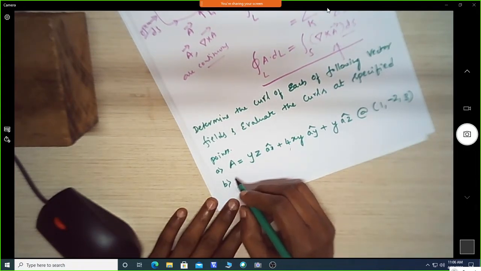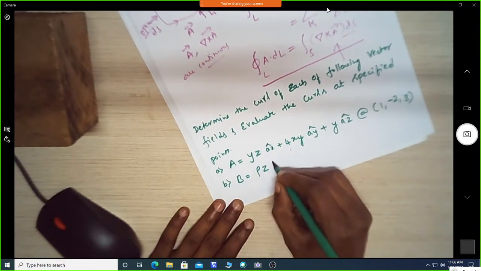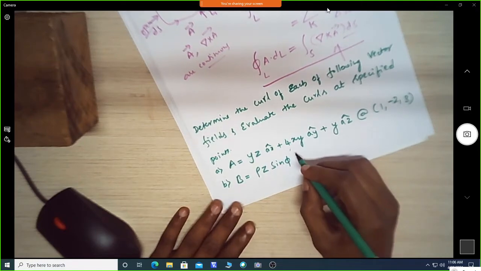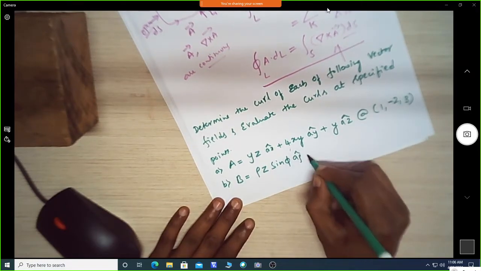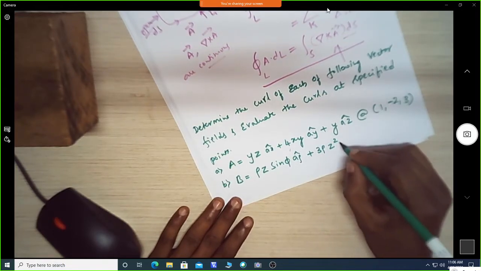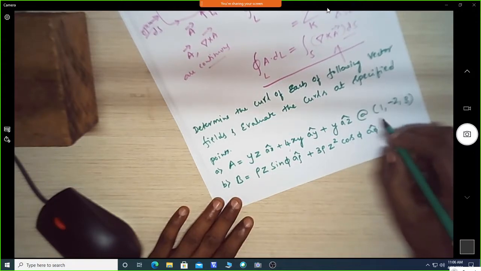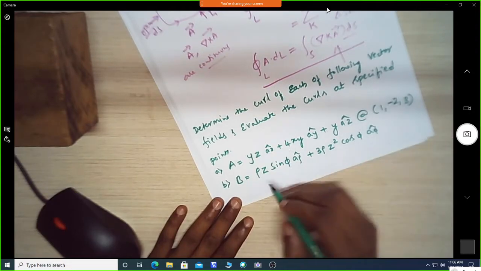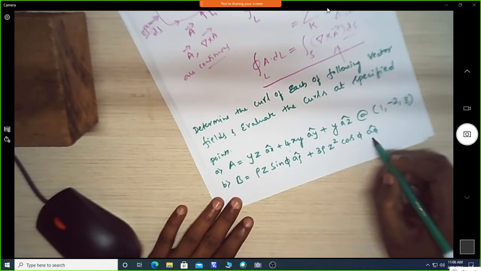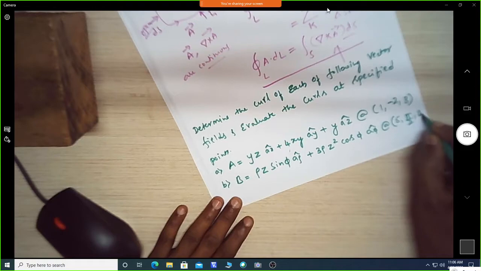And B, so this will be in the cylindrical coordinate system, that is rho z sin phi into a rho plus 3 rho z square cos phi into a phi. Okay, so there is no z component in this one, so only the a rho component and a phi component. Okay, so this you have to evaluate at (5, pi/2, 1).